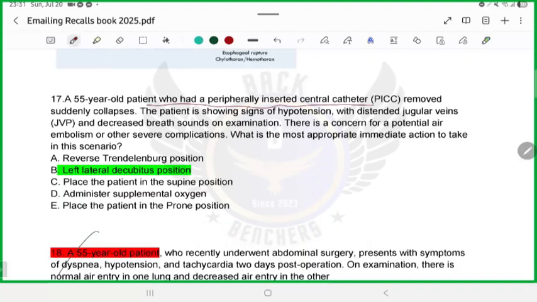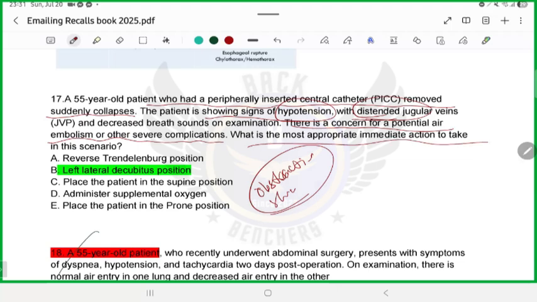A 55-year-old patient who had a previously inserted central catheter suddenly collapses. Patient is showing signs of hypotension, distended jugular vein. So hypotension, distended jugular vein, that's an obstructive shock, most probably. There is a concern of potential air embolism or other severe complication. What is the most appropriate immediate action in this scenario? Left lateral decubitus position. Memorize it. This is just information they want you to memorize. What's the non-invasive method we can take immediately? Immediately, left lateral decubitus position.